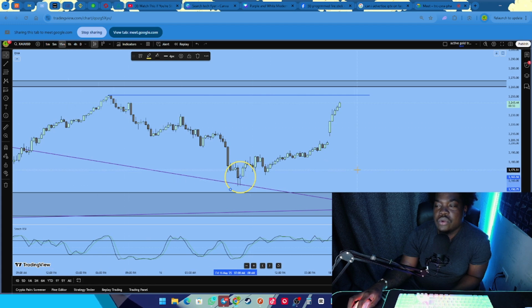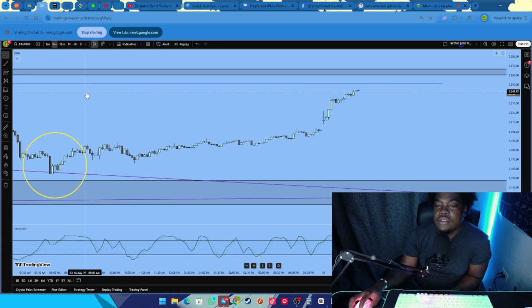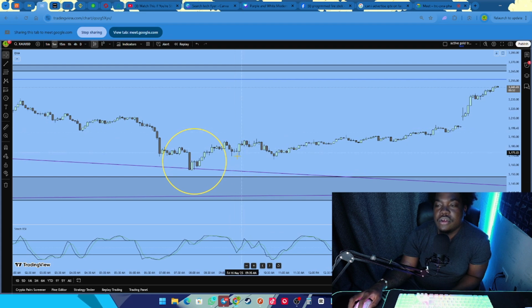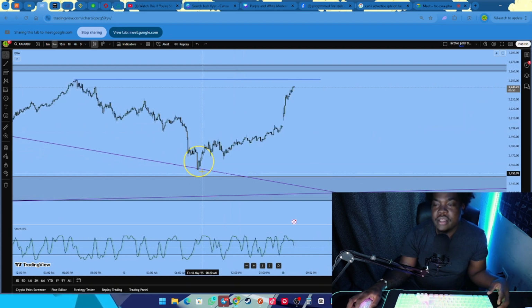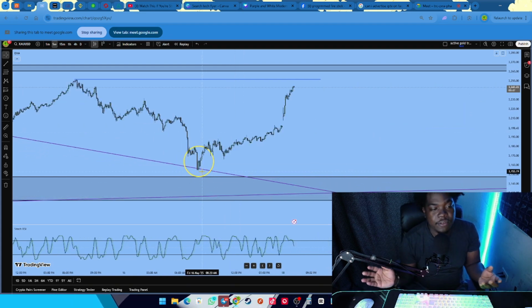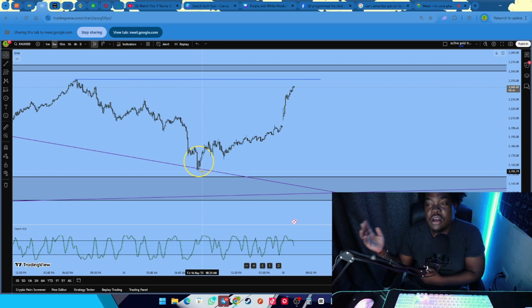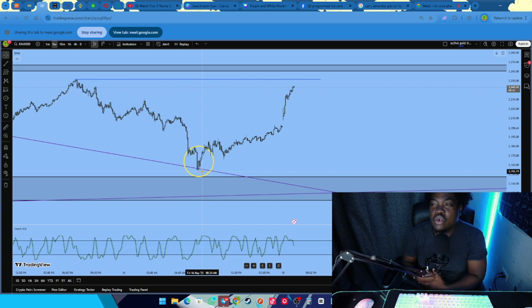Right? So we could drop down to the 5, even the 1. Now let me say you mark up your zones first. That's what you're supposed to do. So you have your zone markup first. You know where the market could do something from. So we're looking for things to happen at the area.